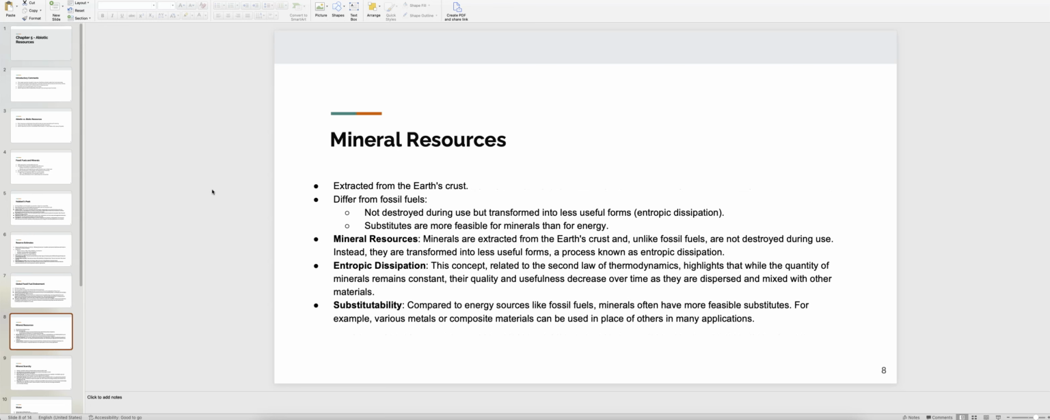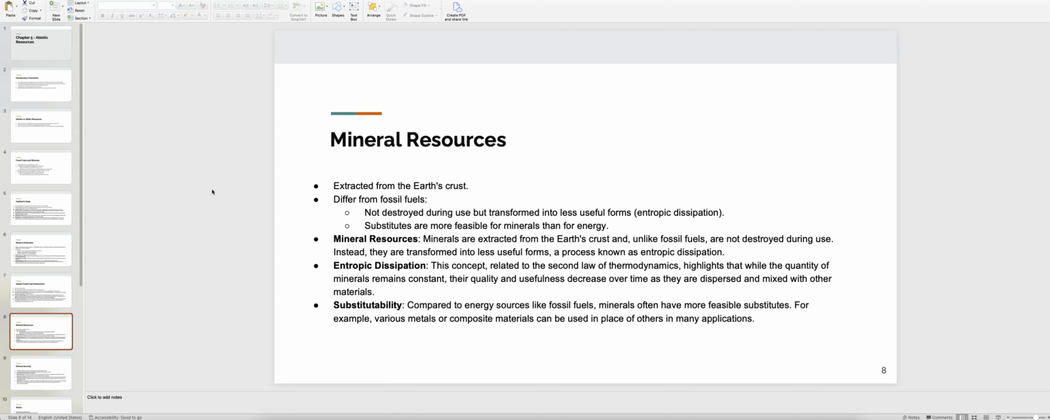Okay, so what do we see with these mineral resources? Well, what we're doing here is, again, with these mineral resources, it's a bit more complicated because we're engaged in a process of extraction. And what that means is that we are doing a transformation process in that extraction. We're not destroying things in their use.